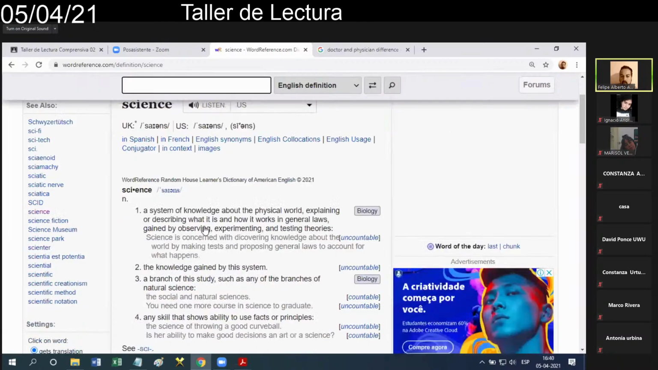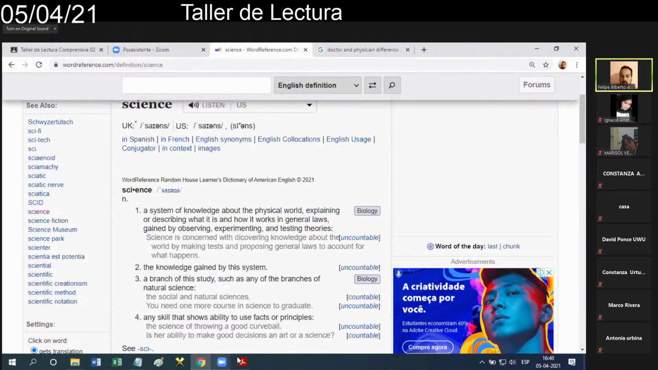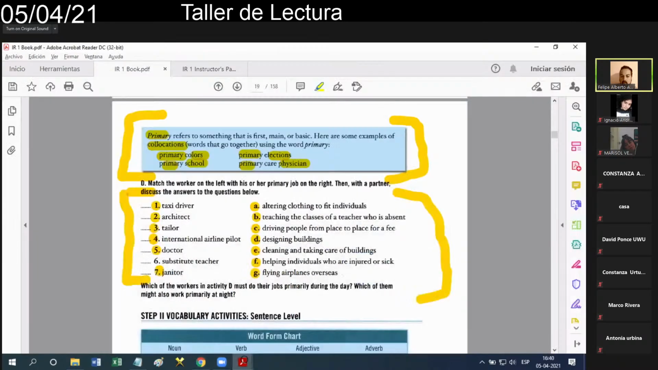Yeah? Remember. Hey, listen to me. A science: observe, to experiment, to test, to describe, to explain. A system of knowledge, which is a method, un método. Okay, this is not a science. This is a science. This is not art. Okay, let's continue working. That's the idea.